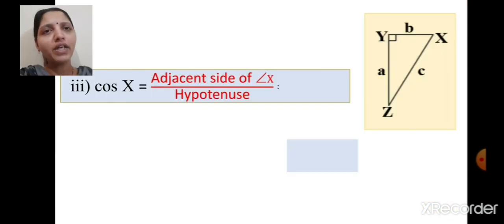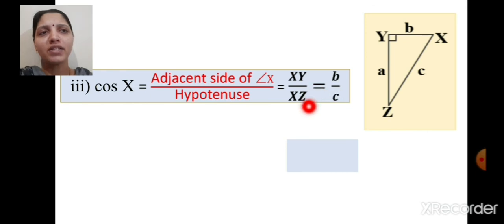Now we have to find cos X. What is the formula? Adjacent side of angle X upon hypotenuse. So what is the adjacent side of angle X? It is XY. And what is hypotenuse? Hypotenuse is XZ. So your ratio becomes XY upon XZ is equal to, write the values of the corresponding side. So you will write here b upon c.